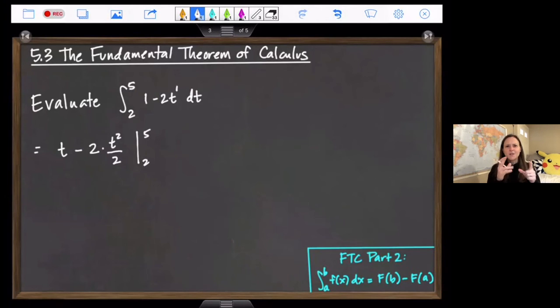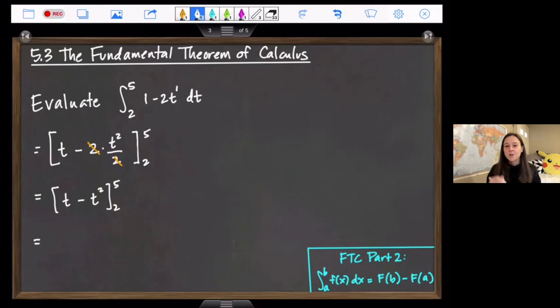So that's that vertical bar that says I'm about to plug in the 2 and the 5. Now I've got two parts to my antiderivative here. So sometimes I'll turn that vertical bar into a set of brackets. So it's obvious that I'm going to plug into both of those terms. Either way is really fine. All right, so let's simplify our antiderivative. I'm going to cancel out those 2's. So I've got t minus t squared, evaluate from 2 to 5.